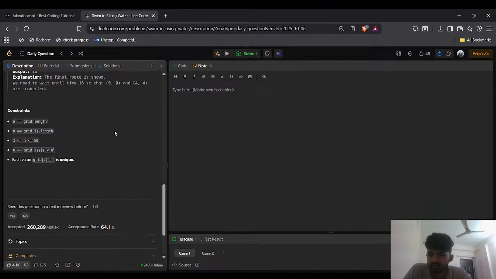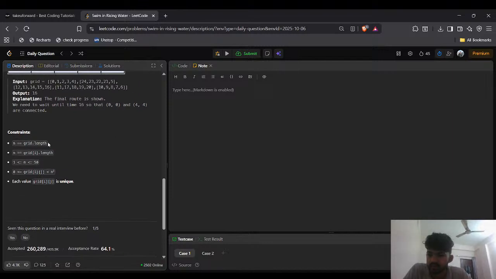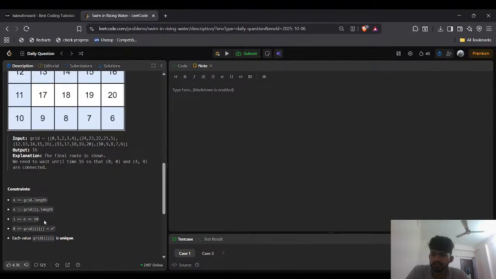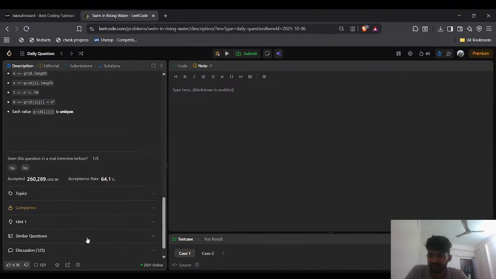So let's see the constraints. Grid, n equals 50. 50 is okay, I guess. We are able to do any algorithm. Each value is linear. Okay, every value will do. Oh, I just woke up.